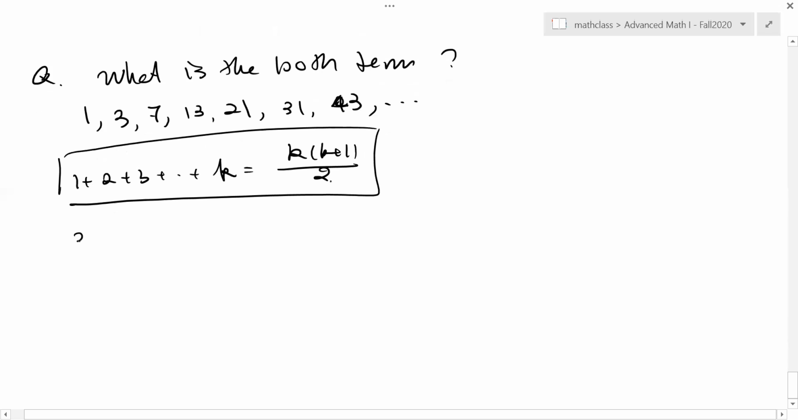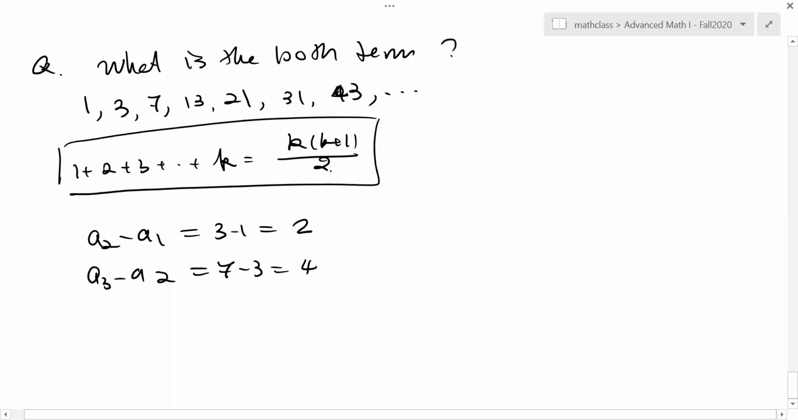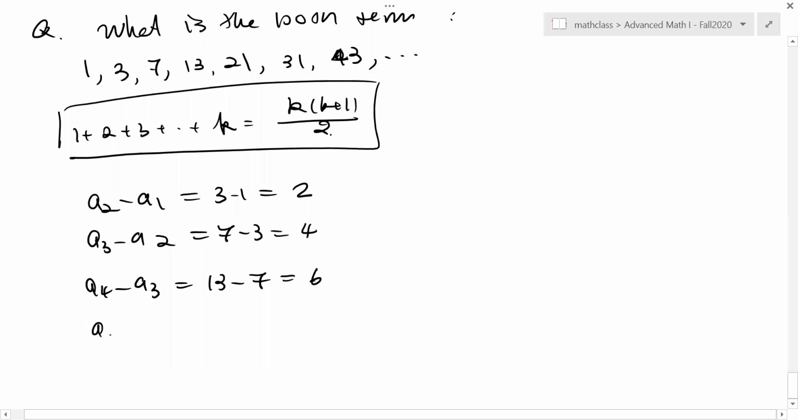Okay, so let's take a difference. I'm going to use a1 and a2 because I'm going to find a general formula. So a2 minus a1 is 3 minus 1, that's 2. a3 minus a2, 7 minus 3, which is 4. a4 minus a3 is going to be 13 minus 7, which is 6, right? So a5 minus a4 is going to be 21 minus 13, that's 8.